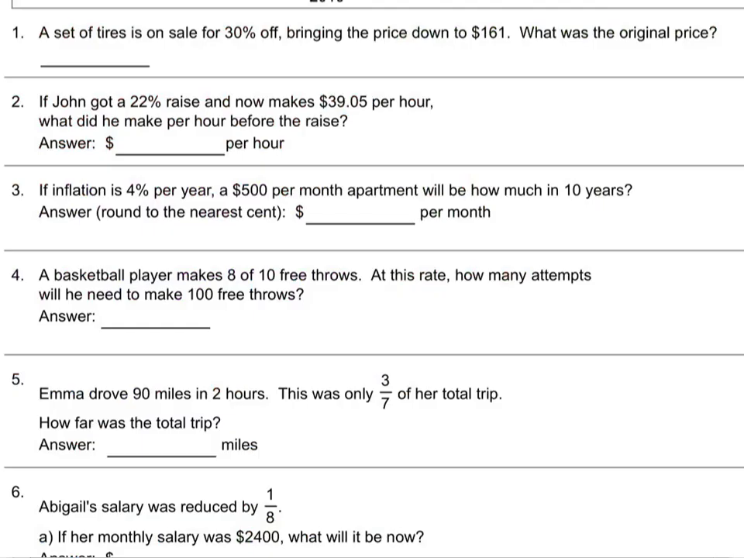There we go. Number 1. All right. So this is homework number 9. Question number 1. A set of tires is on sale for 30% off, bringing the price down to $161. What was the original price?